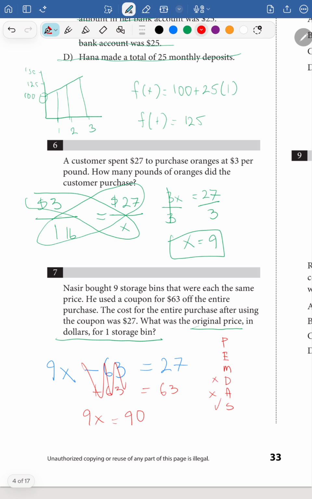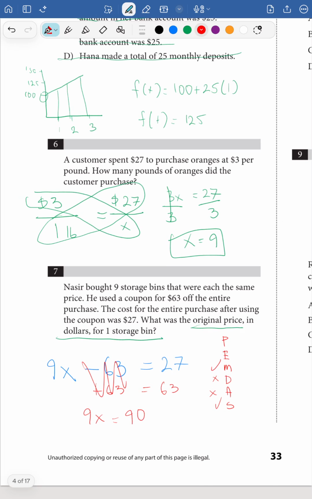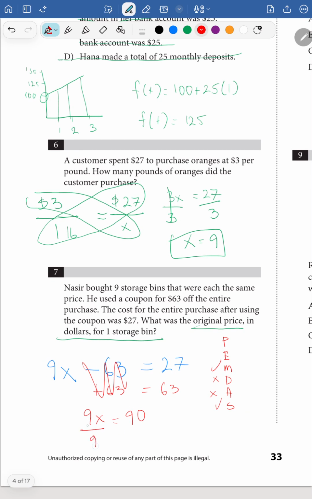Yes. So x is being multiplied by 9. Remember, you are looking at this from the perspective of x. So it is being multiplied by 9. In order to get rid of that 9, we would have to divide by that 9. This cancels out the 9. And 90 divided by 9 is 10. So x is equal to 10.